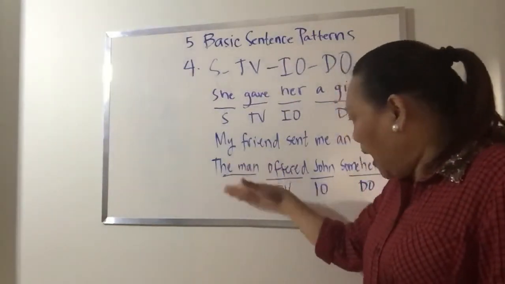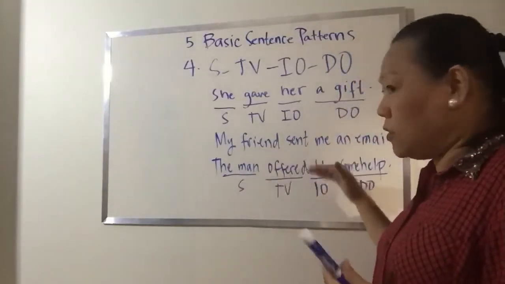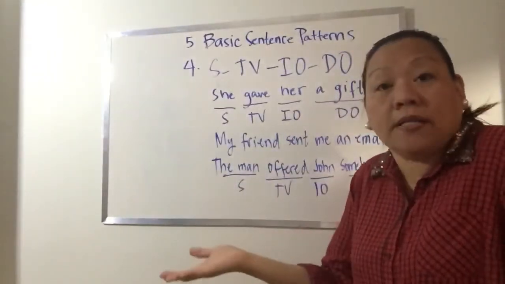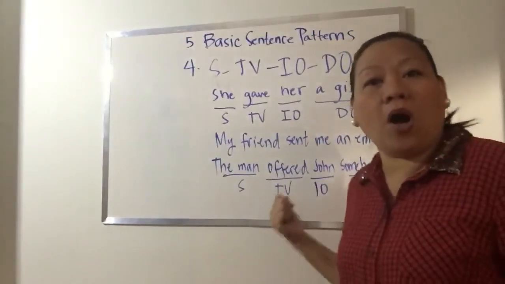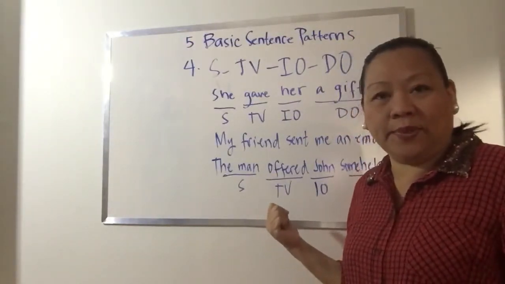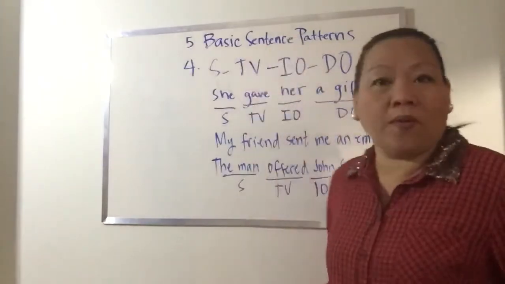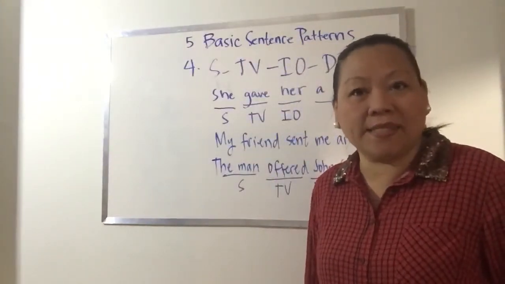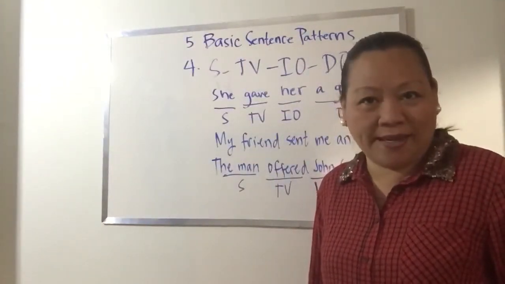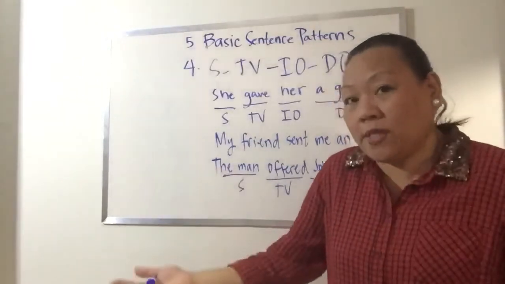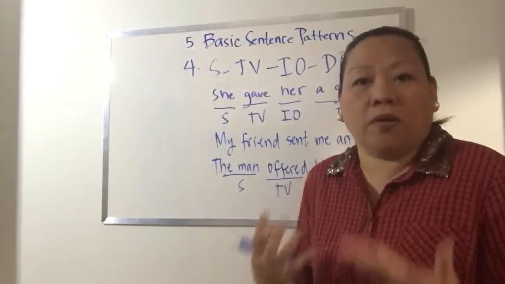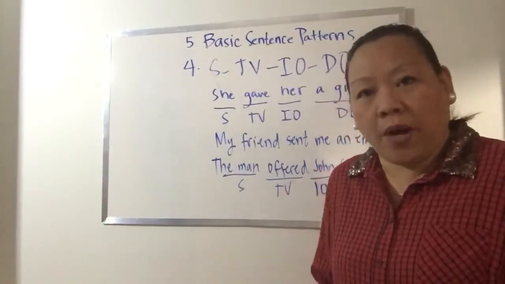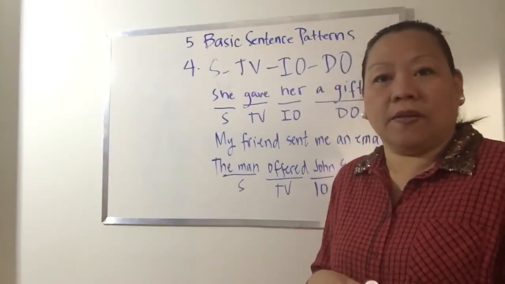The man offered John what? Or what did the man offer John? Some help. So that is the direct object. Okay, so this is our fourth basic sentence pattern, guys. Okay, and you can also, of course, expand your sentences again by adding modifiers or prepositional phrases.